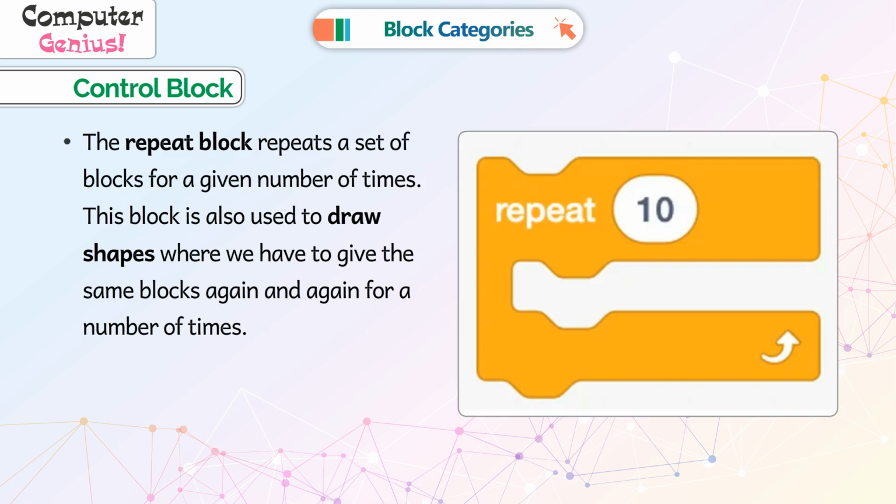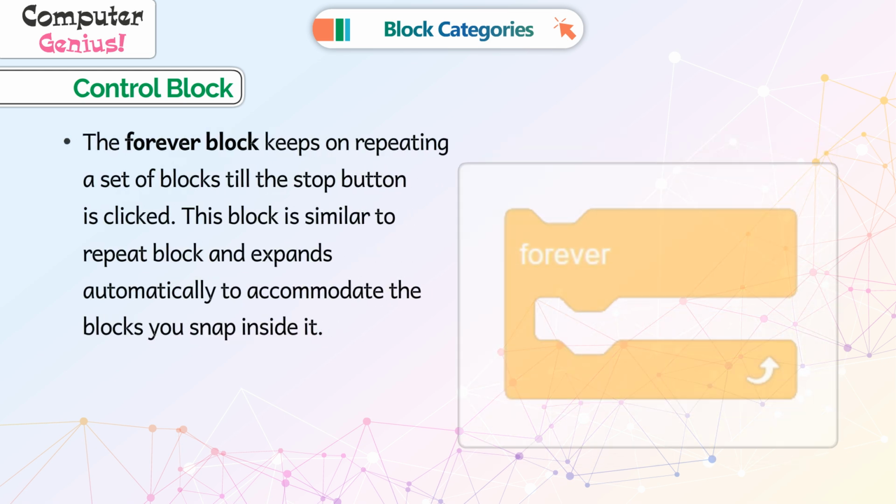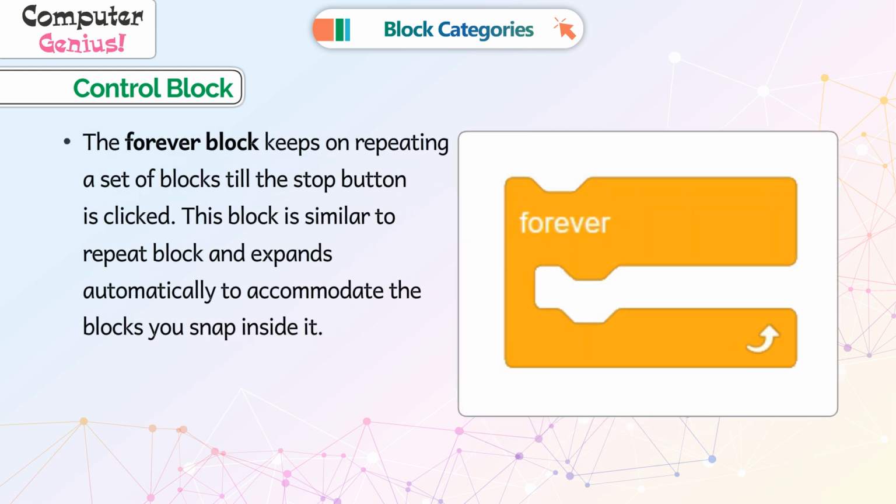The repeat block repeats a set of blocks for a given number of times. This block is also used to draw shapes where we have to give the same blocks again and again for a number of times. The forever block keeps on repeating a set of blocks till the stop button is clicked. This block is similar to repeat block and expands automatically to accommodate the blocks you snap inside it.